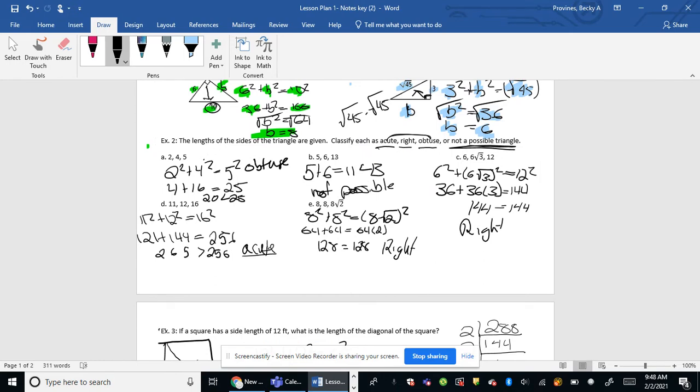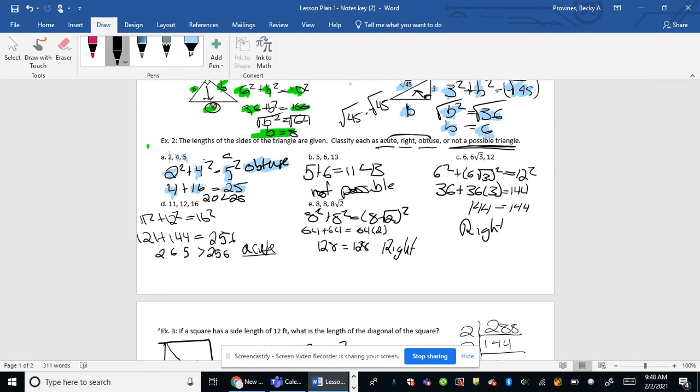So let's just set it up to start with, we have our shortest legs and then our longest leg. So we'll do 2 squared plus 4 squared versus 5 squared. So 2 squared is 4, 4 squared is 16, 5 squared is 25. So if we add 4 and 16 together, we're going to get 20, and that is less than 5 squared, which is 25. So we know if the c length squared is larger than the sum of the other two squared, then that triangle will be obtuse.